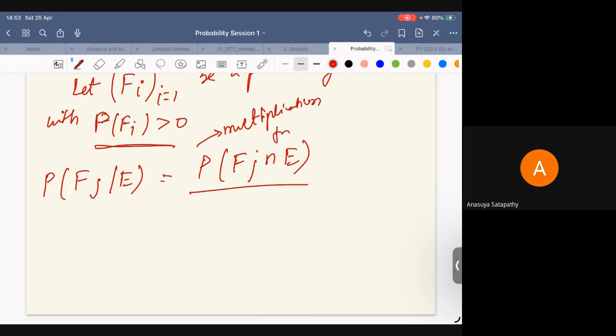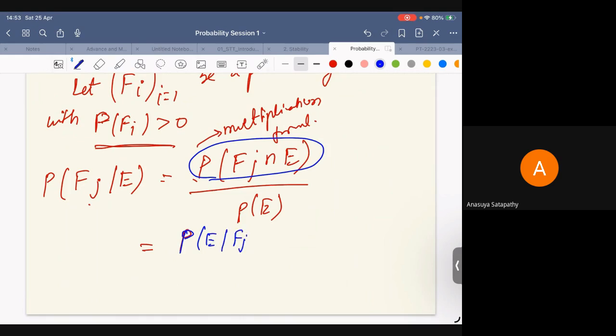Okay, multiplication formula. So what will be here? Probability of Fj intersection E by probability of E. This is just the formula. So can I write this one? Probability, this part, I am writing: probability of E given Fj, probability of Fj. Can I write this one?